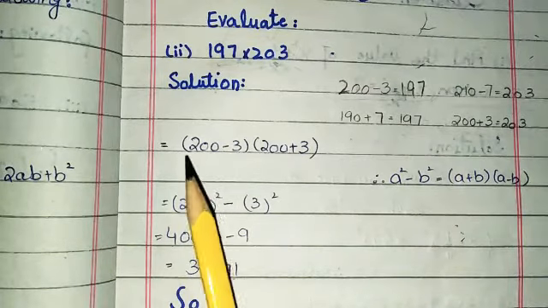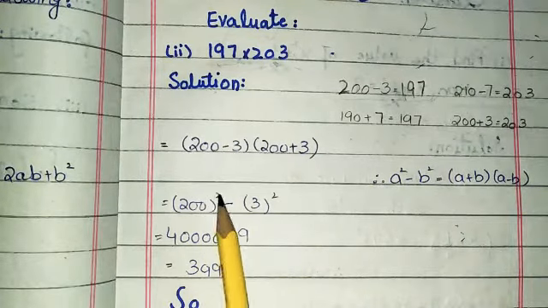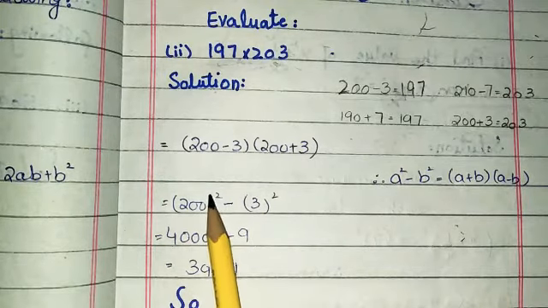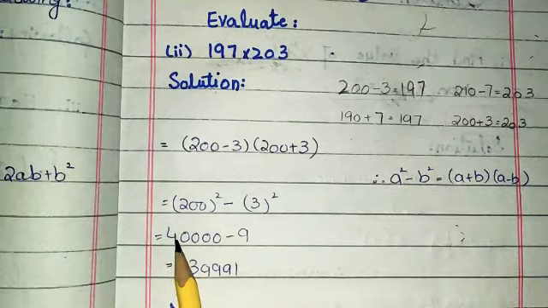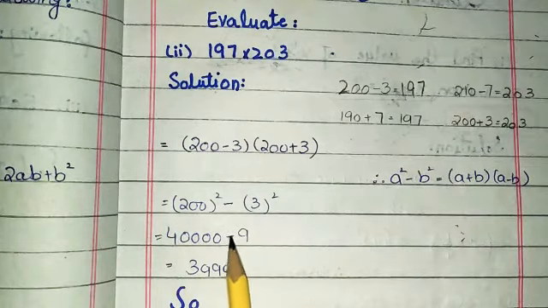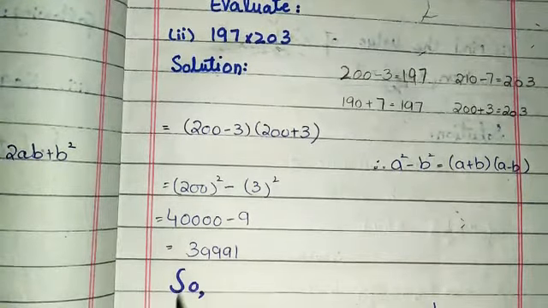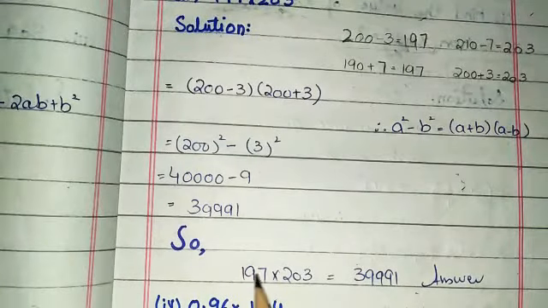Now we will write the square of the first number, which is 200 whole square, then minus, always minus, and 3 whole square. Now when we take the square of 200 we get 40,000, then minus we write as it is, and the square of 3 we get 9. After the subtraction we get 39991. So when we multiply 197 into 203 we get 39991. Students, when we simply multiply both numbers we get the same answer, but we have to use the formula to evaluate. So this is our answer.